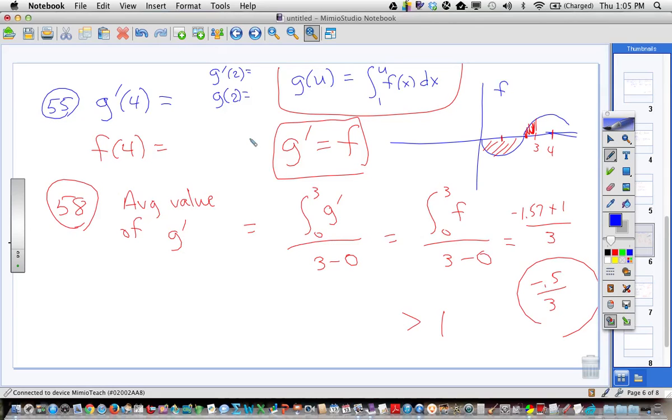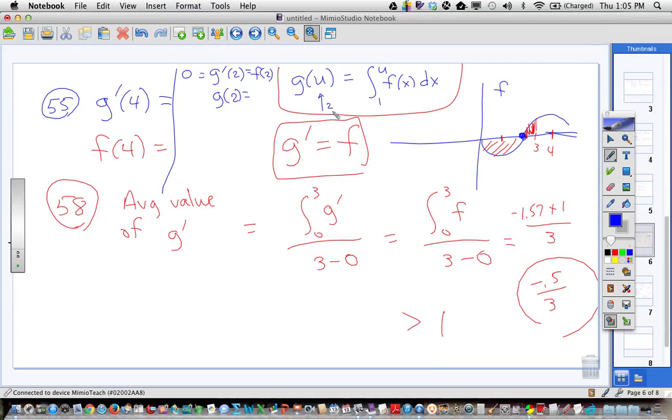Okay? So what would g prime of 2 be? Oh wait, g prime of 2 is the same as f of 2. F of 2, I believe, is 0. So f of 2, or g prime of 2, is 0. So the slope is 0. What's g of 2?